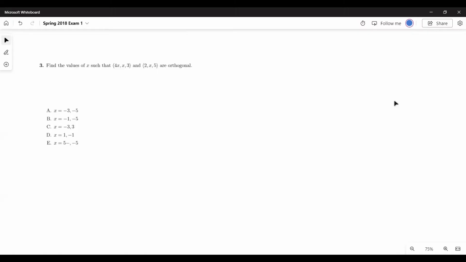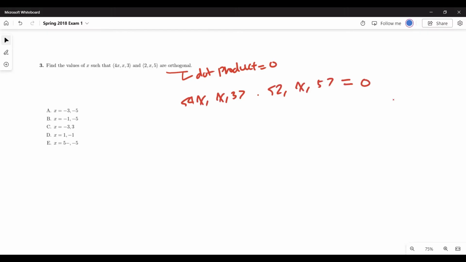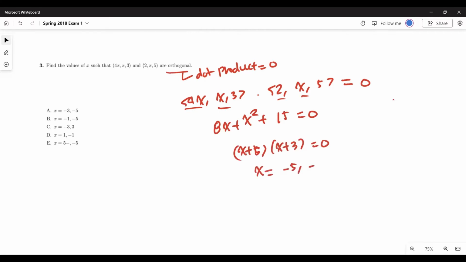Okay, so this question is find the values of x such that the two vectors are orthogonal. When it says orthogonal, that means the dot product is equal to 0. So for x, x, 3 dot 2x, 5 equals 0. If you want to find the dot product, you just multiply each component. 8x plus x squared plus 15 equals 0. x plus 5, x plus 3 equals 0, and x equals negative 5 and negative 3. And that's equal to A.